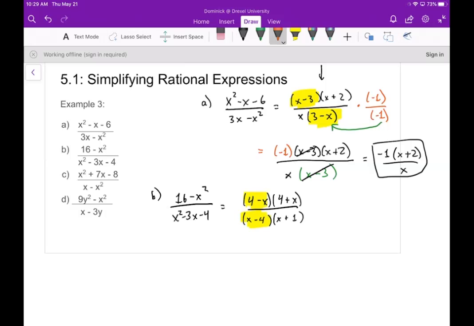Right? So what I'm going to do is the same trick as before, where I'm going to put a -1 out front on one of them. And then in the other one, I'm going to actually use it to make this a 4 minus x. Right? So if I multiply the top and the bottom of this by -1, I can again get into a situation where I can now cancel those 4 minus x's. And then I'm left with -1 times 4 plus x over x plus 1.